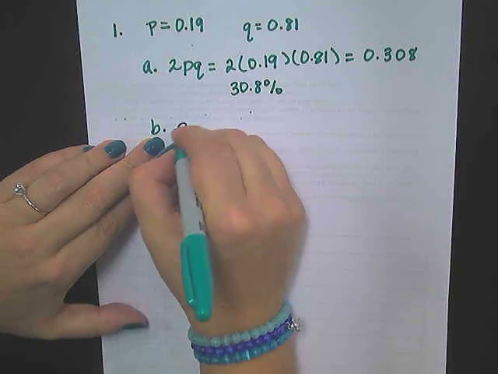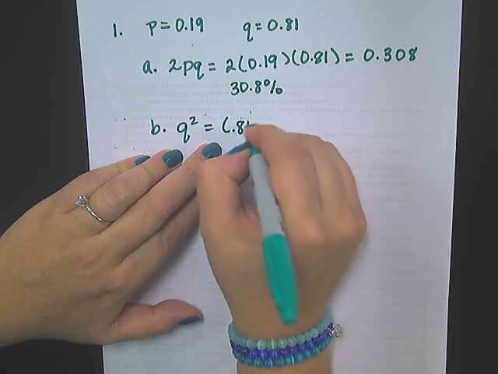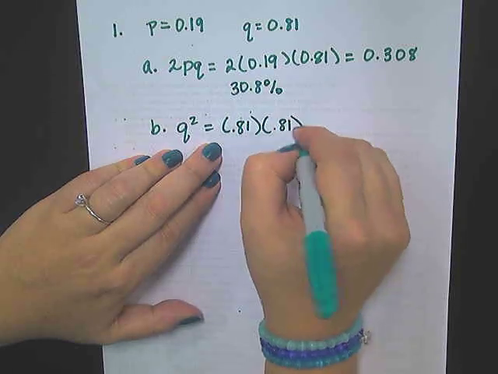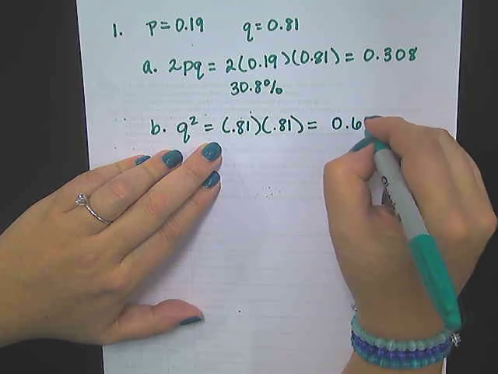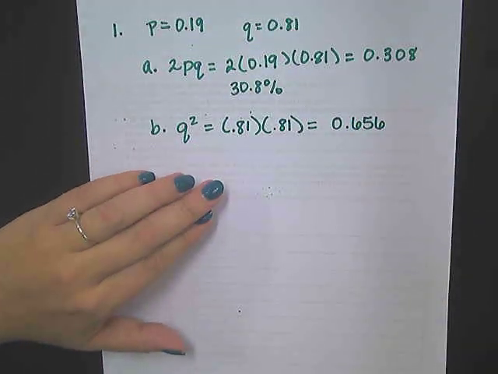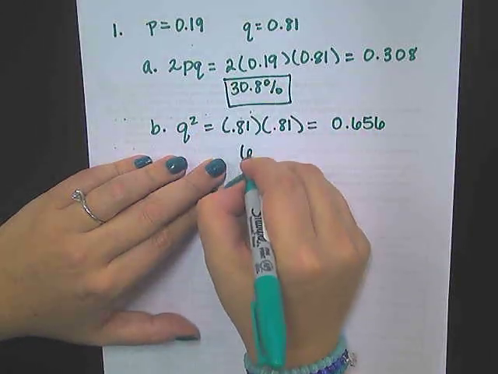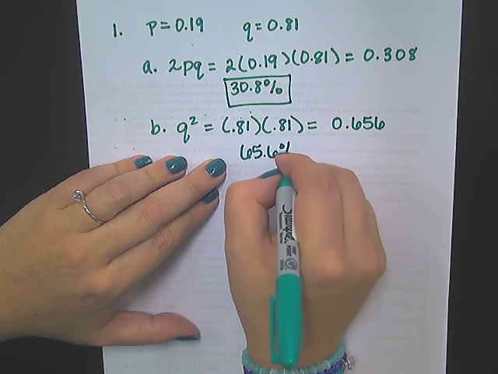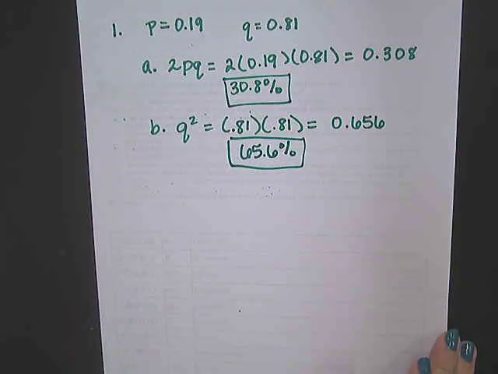For part B, they are asking for the percentage of homozygous recessive. So homozygous recessive would be q squared. So I'm going to take q and multiply it by itself, and I get 0.656, but again, it is asking for a percentage. So this would be 65.6%. Okay, so there are your values for question number 1.